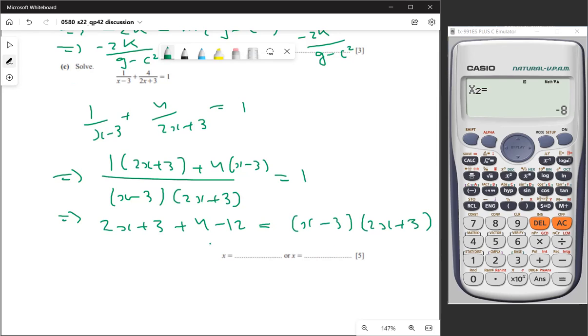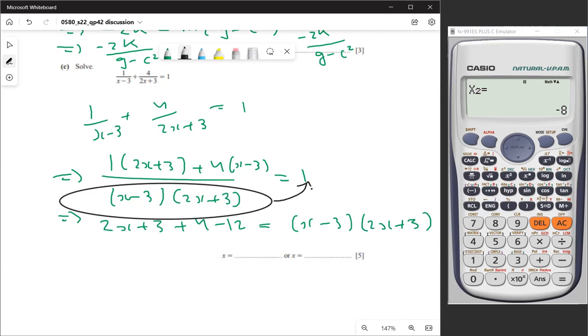Any questions? How did you end up with this? How did I end up with this? Cross multiplication. I take this with over here, and I multiply this with this and this with this. So 2x plus 3 multiplied with one is the same thing. 4 times x will be 4x. Minus 12, because 4 times minus 3 is minus 12. Now if I take x minus 3 and these two to the other side, I'll get this.